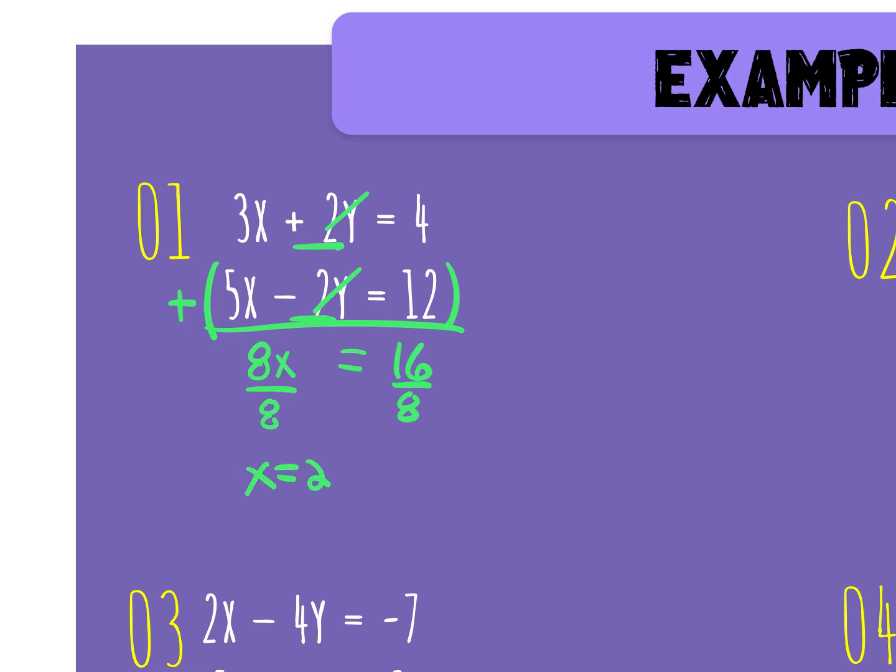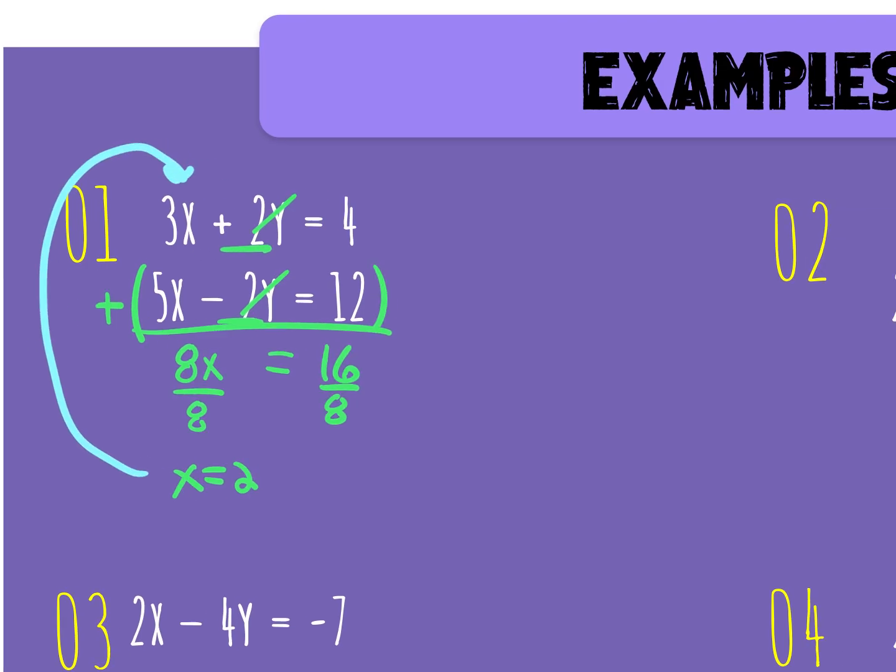All right, pretty easy. What should we do now to get y? Yeah, plug it into one of your two equations. It doesn't have to be both of them, but let's just say I wanted to plug it into the first equation. This is going to get us 3 times 2 plus 2y equals 4, right? I'm just replacing the x that we see there with the 2. This is going to get us 6 plus 2y equals 4.